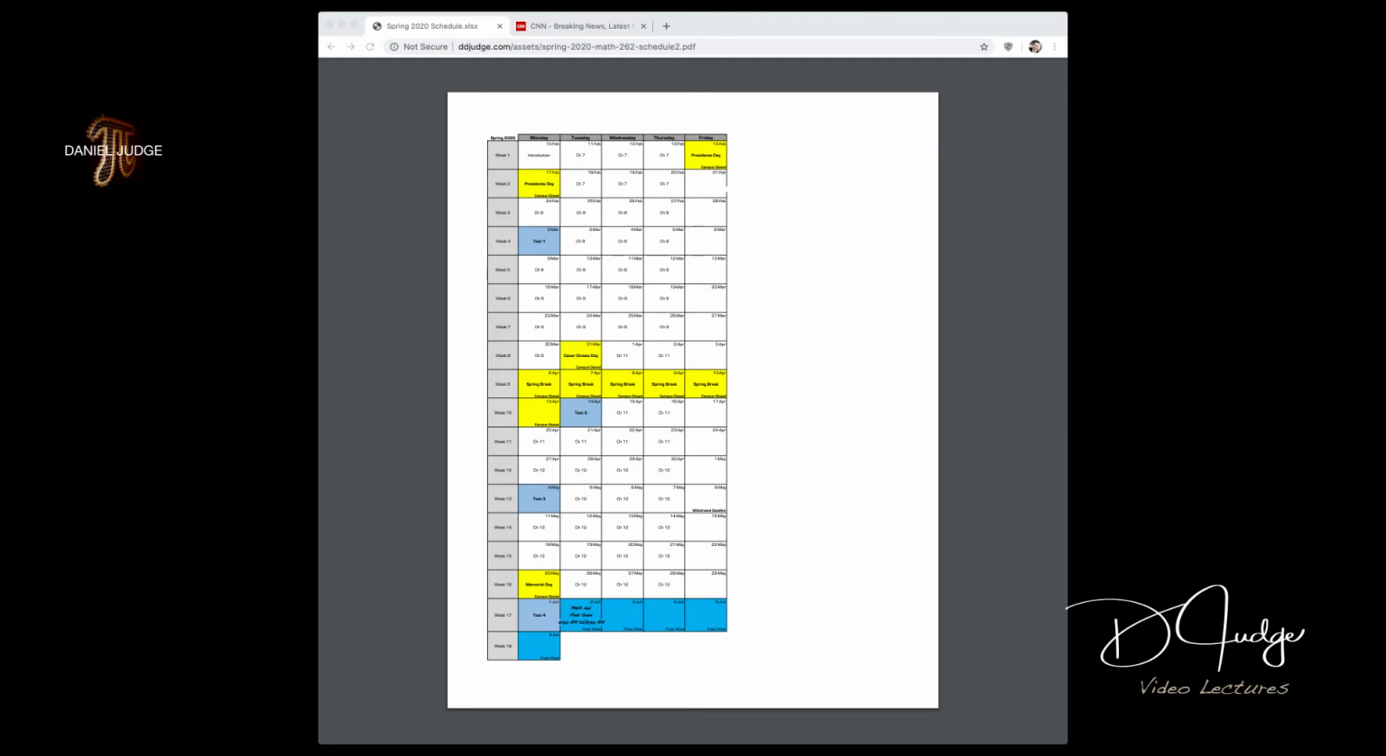There's a feature in Canvas called SpeedGrader. I could write on that and get it back to you, and it's actually entered in the grade book, and you have access to that in Canvas. So it's all portable in that way. That's why you have to do it in that kind of way.